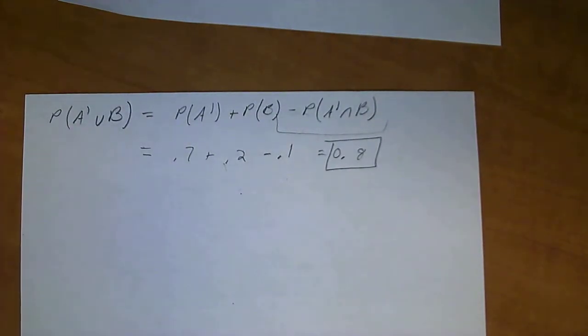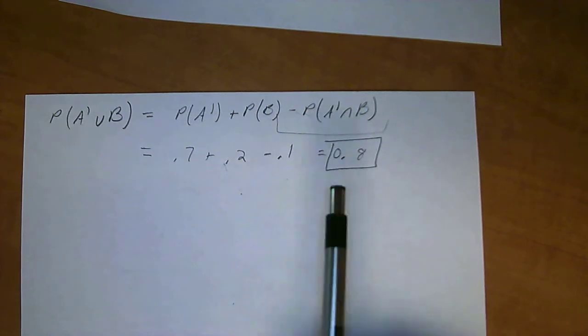That's how to find unions and intersections of probabilities where the value of the probability is given.